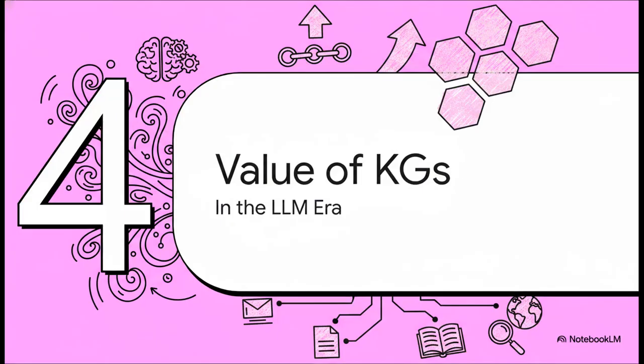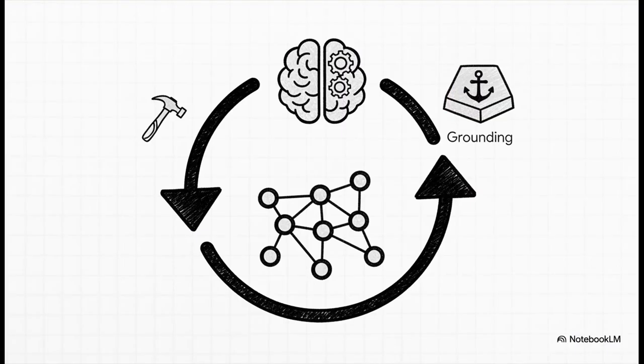The value of KGs in the LLM era. Let's zoom back out for a second and see why this architecture isn't just a neat historical trick, but genuinely the future of intelligent systems. This is the absolute key takeaway you should remember from this explainer. It's a virtuous cycle. Large language models provide the massive processing power required to read unstructured text and build knowledge graphs at scale, doing work that would literally take humans decades to finish. And in return, knowledge graphs provide the verified, structured, traceable foundation that LLMs desperately need to avoid hallucinations and provide auditable answers. They make each other fundamentally better.